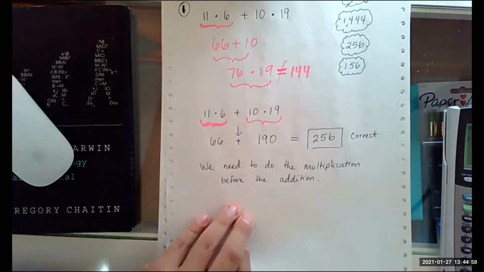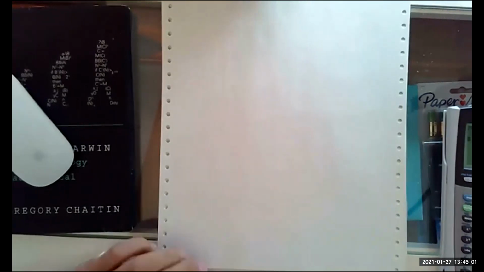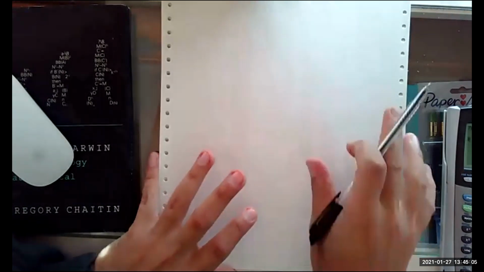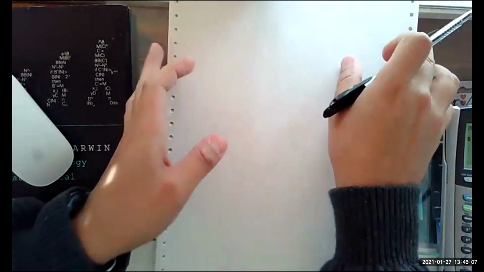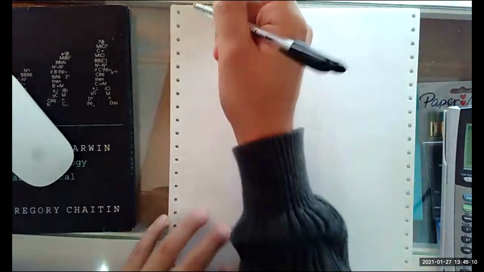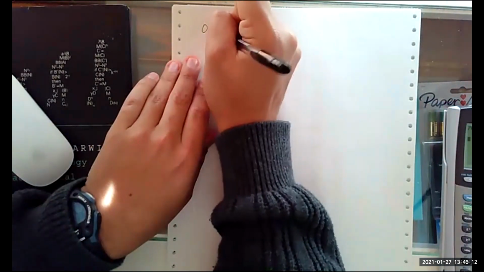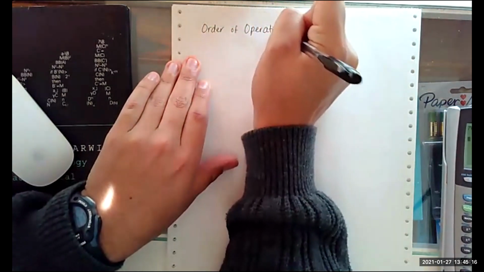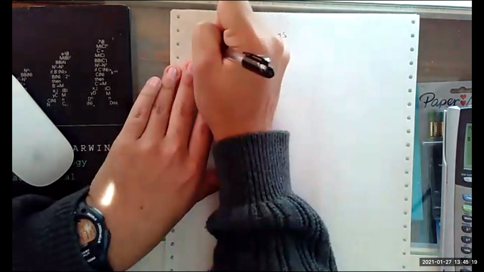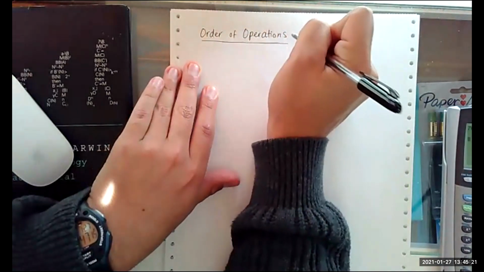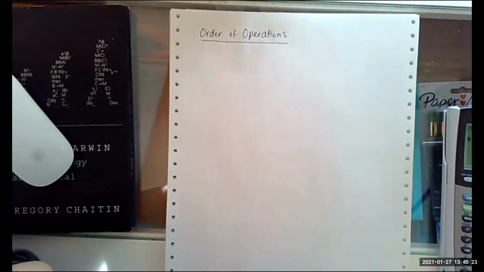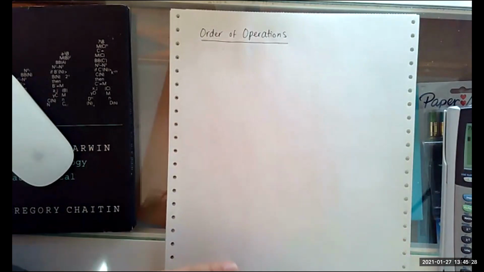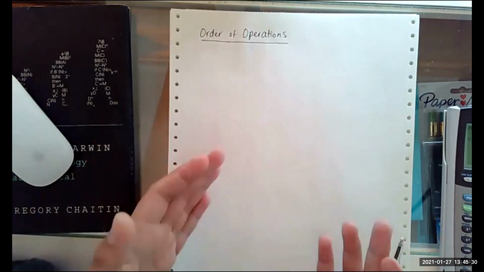So let me introduce you to the order of operations. Some of you might have learned the order of operations as PEMDAS. But the order of operations is just a phrase that mathematicians use to describe the order in which we need to resolve the operations in a numerical expression, so that among each other, we can get the same answer. Okay.